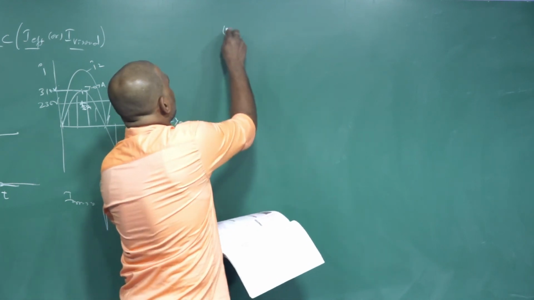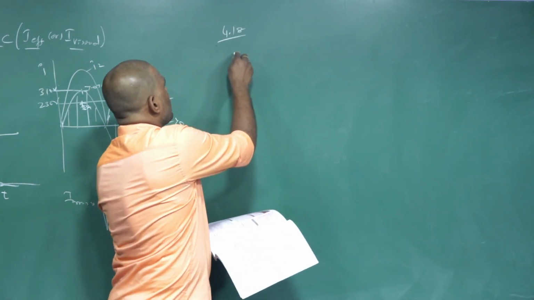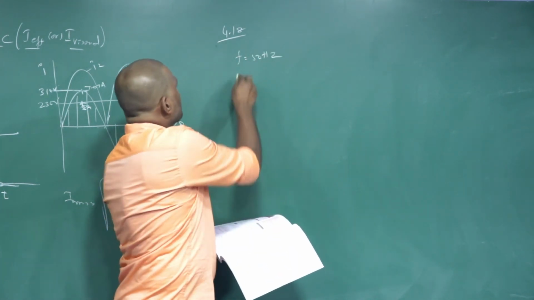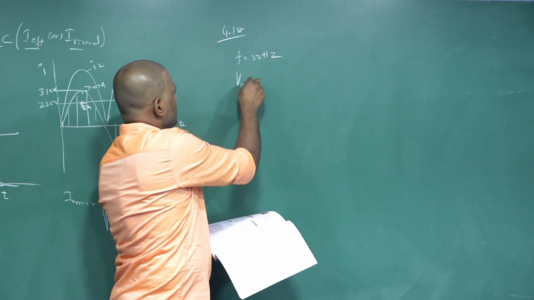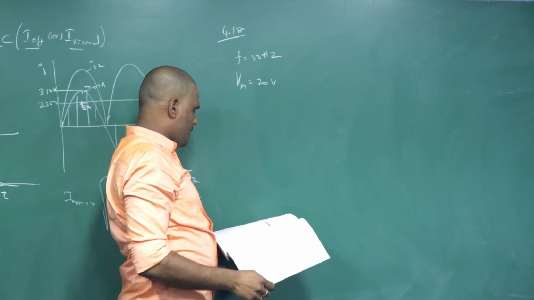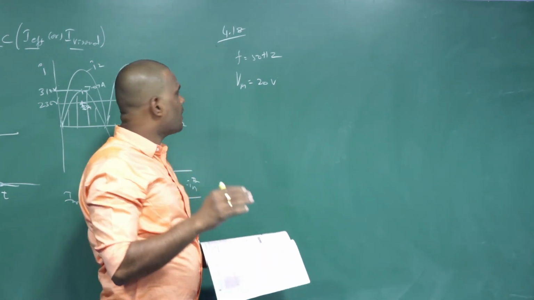Example 4.18. Write down the equation for a sinusoidal voltage of frequency 50 Hz and its peak value Vm is 20 volt. Draw the corresponding voltage versus time graph. They are asking you to draw the voltage versus time graph.